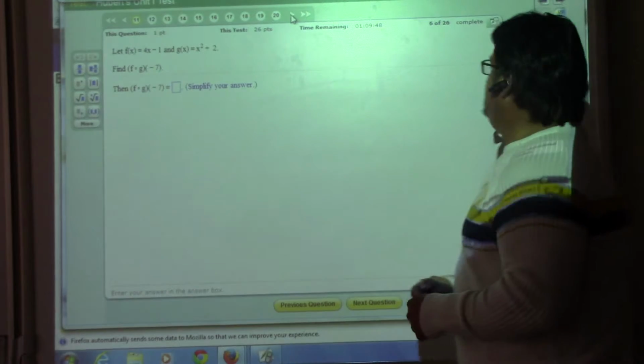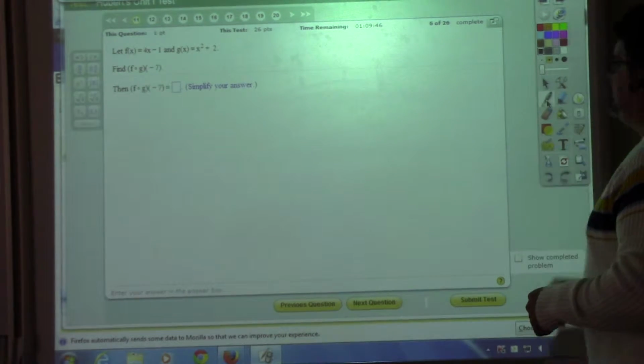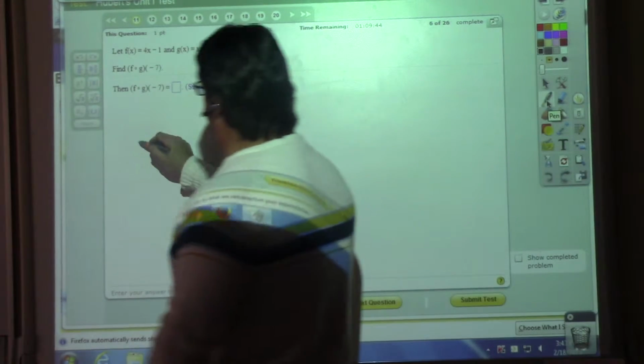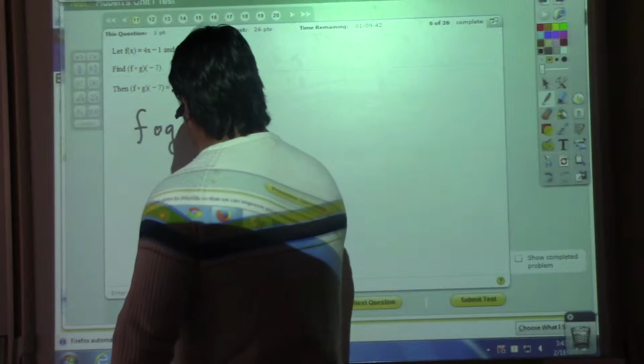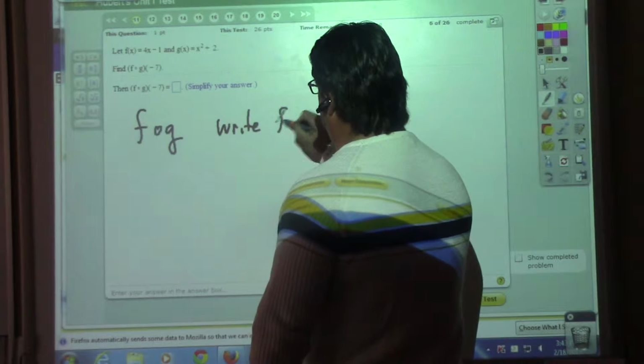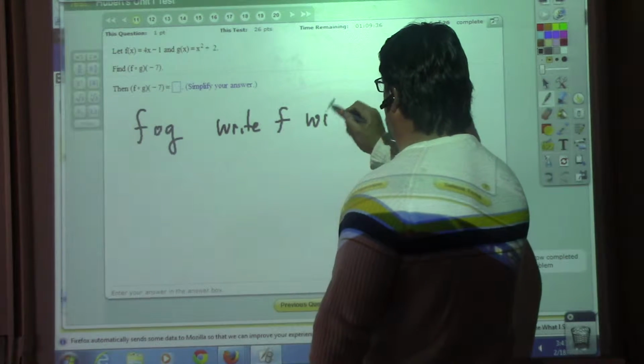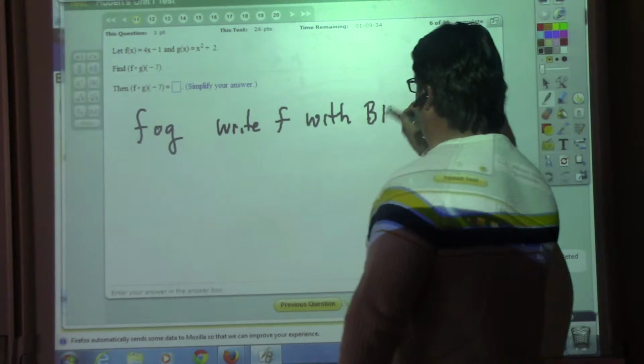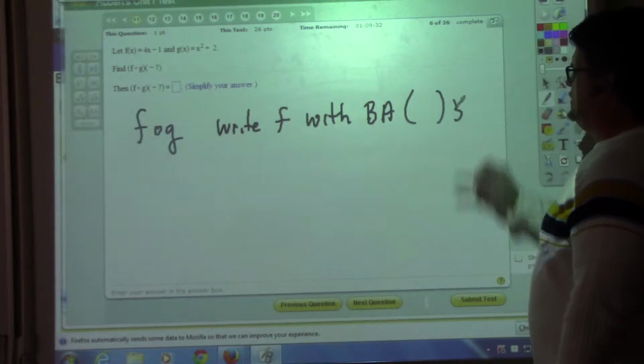F composed of G. When you're in the fog, that means that you're going to write F with big parentheses.